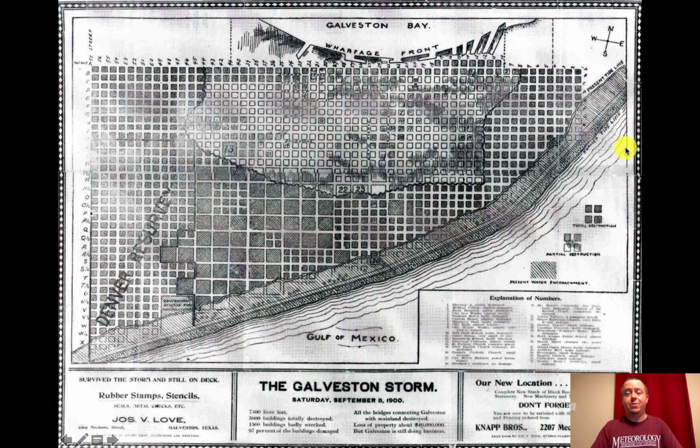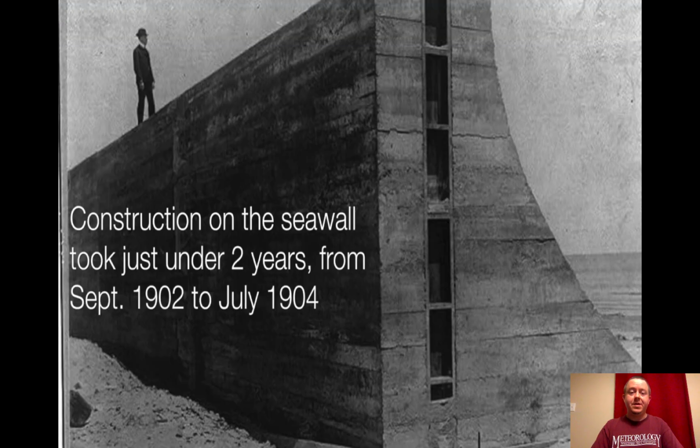10,000 people conservatively dead. I've heard accounts as high as 12,000. It's really hard to know exactly, but it was the deadliest natural disaster in United States history. They did construct the seawall after the storm. It took them 2 years, from 1902 to 1904. They raised the city 17 feet and built a seawall.